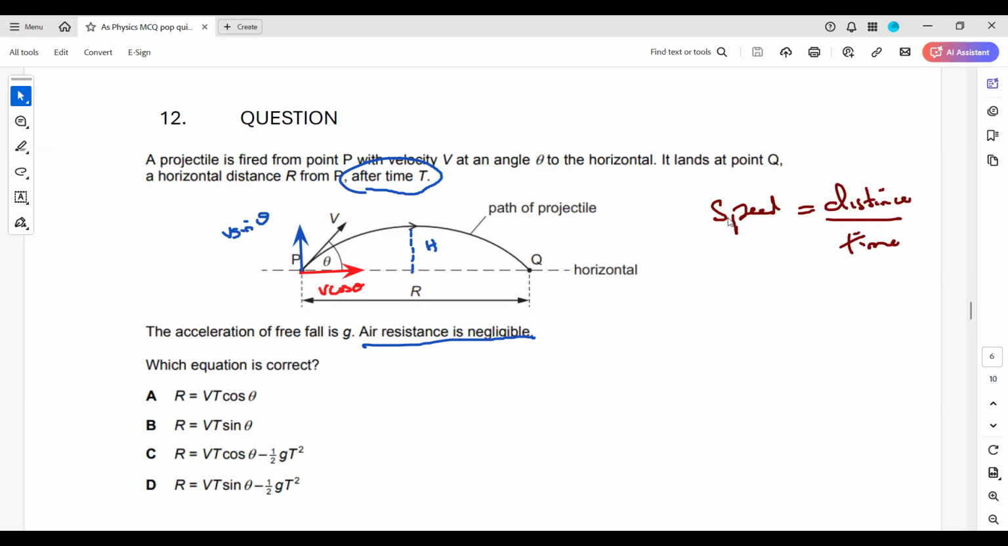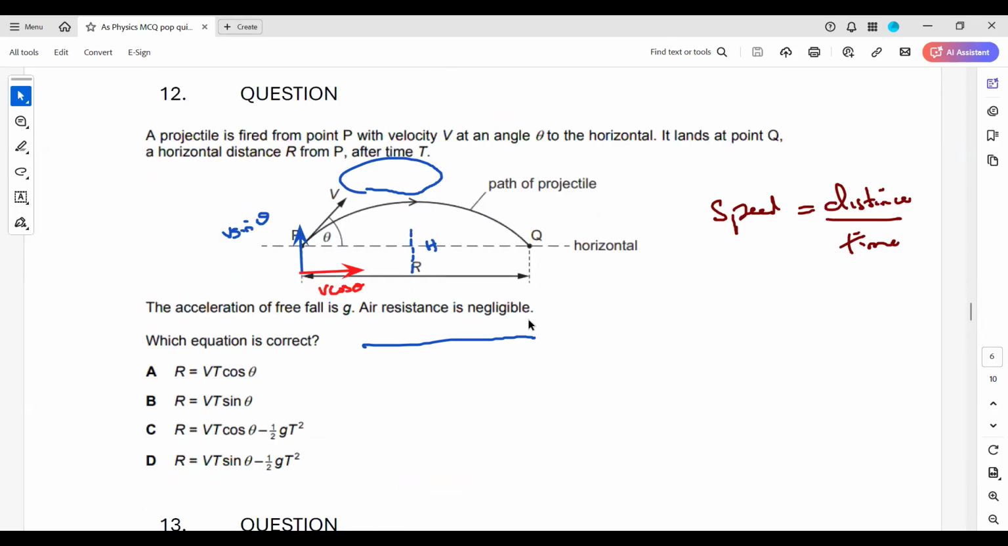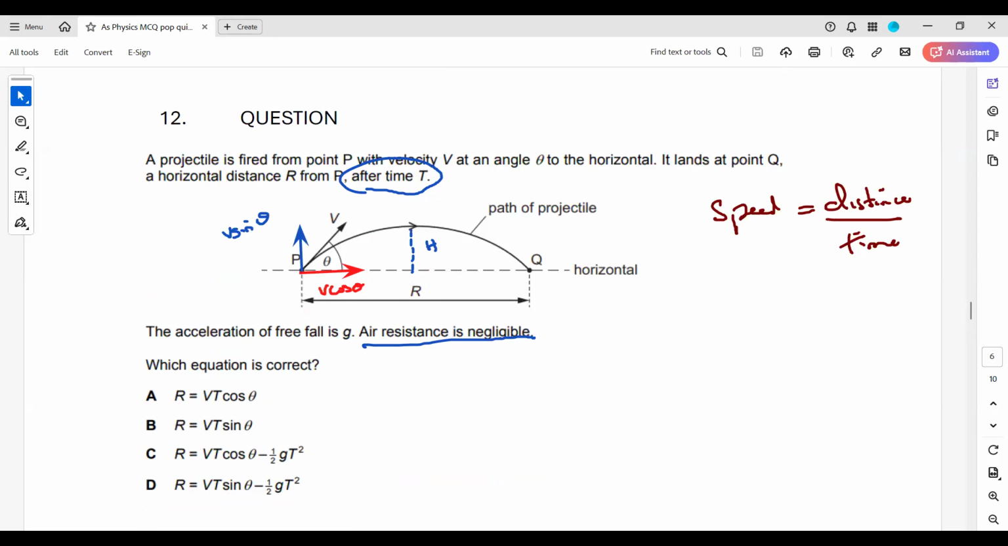Why did we not use the equation of motion? The equation of motion is valid when the object is accelerating. So for the vertical plane, we use the equation of motion. But for horizontal, we don't have to use the equation of motion as the object is not accelerating.